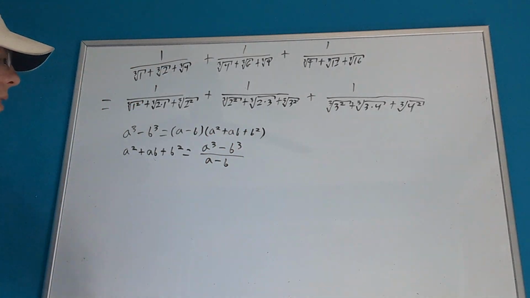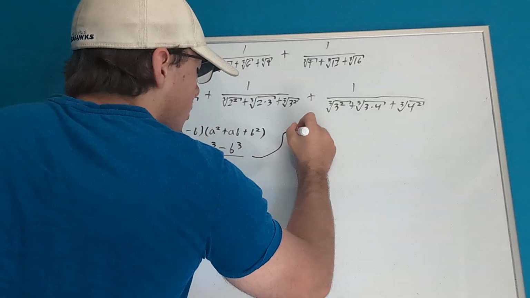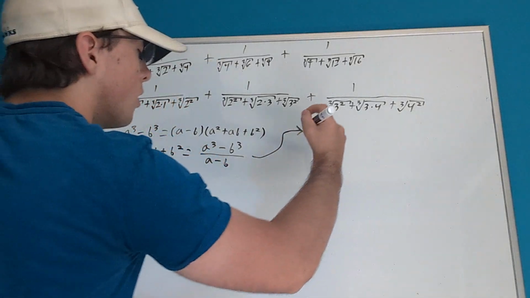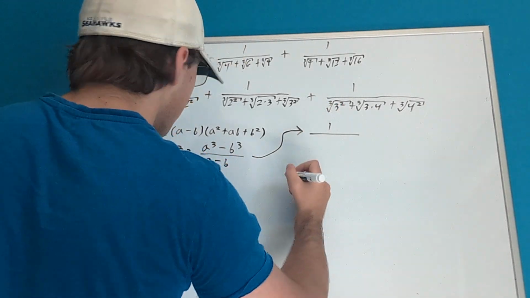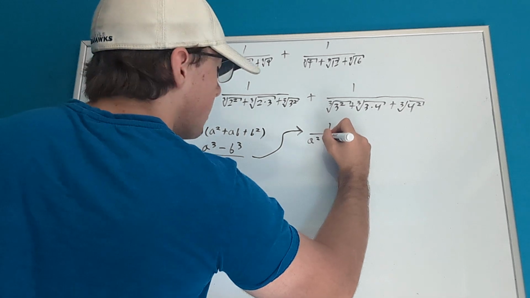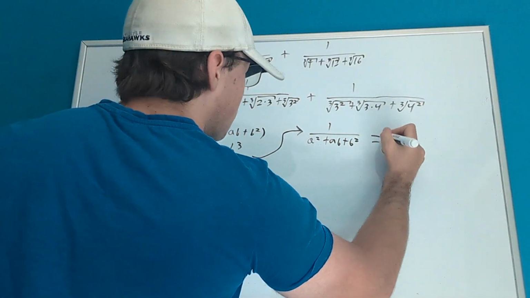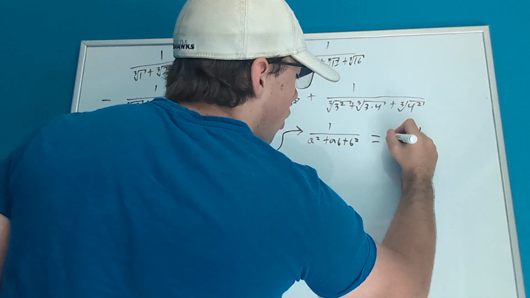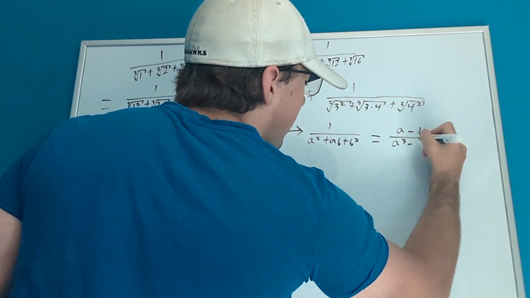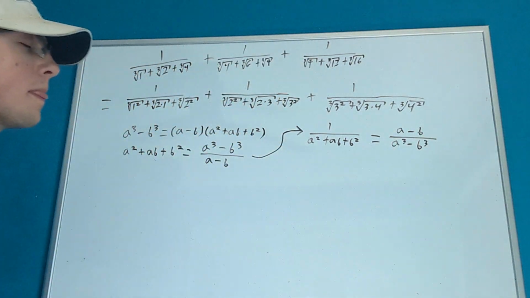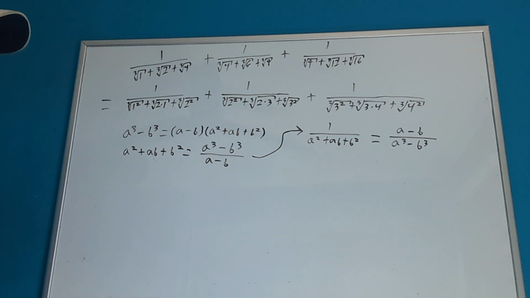And then lastly, one last rearrangement, right? And we'll do it over here, save room. We get 1 over a squared plus ab plus b squared is equal to a minus b over a cubed minus b cubed. All right, so we have this. And how can we go about using this?